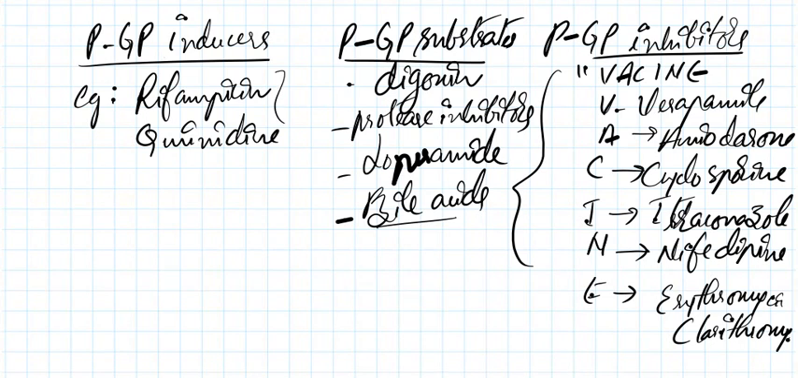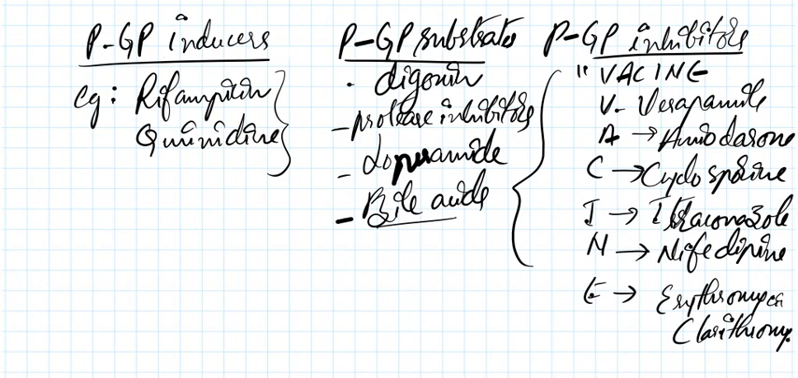If the inducers were given with these substrates, they will cause drug failure of these substrates, that is rifampicin and quinidine. PGP inducers will cause drug failure. Means for these substrates, their action, their duration of action may be altered due to these inducers or inhibitors.